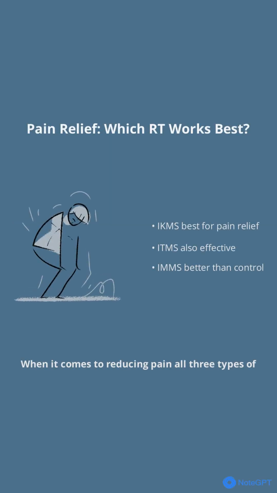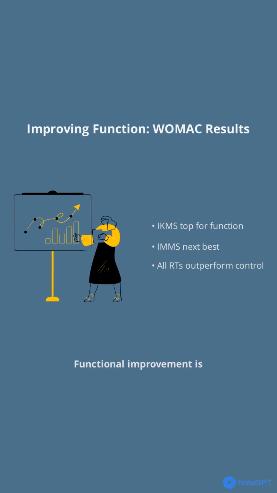When it comes to reducing pain, all three types of resistance training outperformed standard rehabilitation. However, isokinetic muscle strengthening (IKMS) showed the greatest improvement, followed closely by isotonic muscle strengthening (ITMS). Isometric muscle strengthening (IMMS) also provided significant pain relief, but to a lesser extent. These results suggest that while any resistance training is better than none, IKMS may offer the most effective pain management for KOA patients.